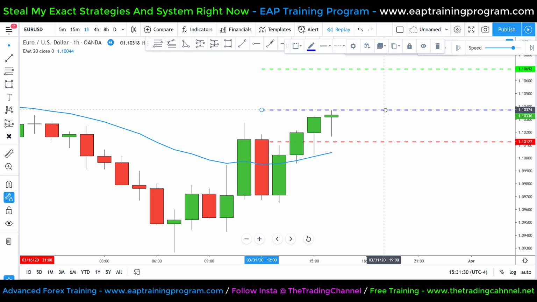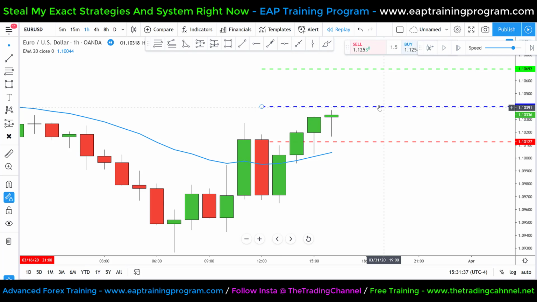So if the high of this candle is 1.1037, we would go 1.1040. And that will now be our entry. It's a little bit higher than that, 405. So now let's see what happens on this trade.